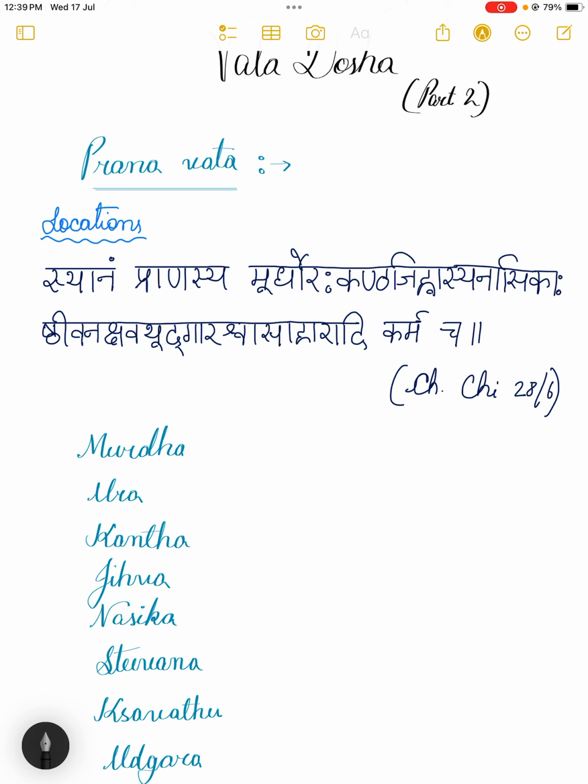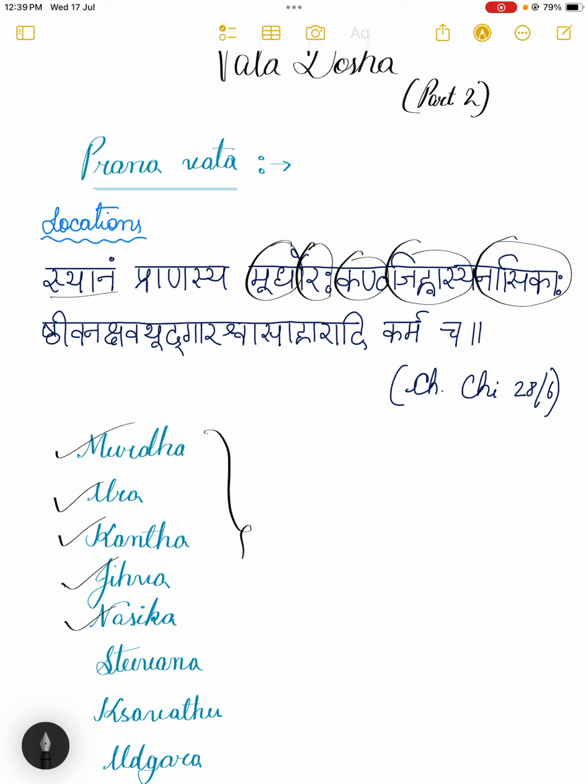Sthanang means location. What are the locations? Pranasya, the locations of Pran Vayu are Murdha, which means the head region, and Uraha. There is a sandhi here. Ura means chest region. Kantha means the throat, jivasya means the tongue, and nasikaha means the nose. So these are the locations of Vat Dosh according to Acharya Charak.